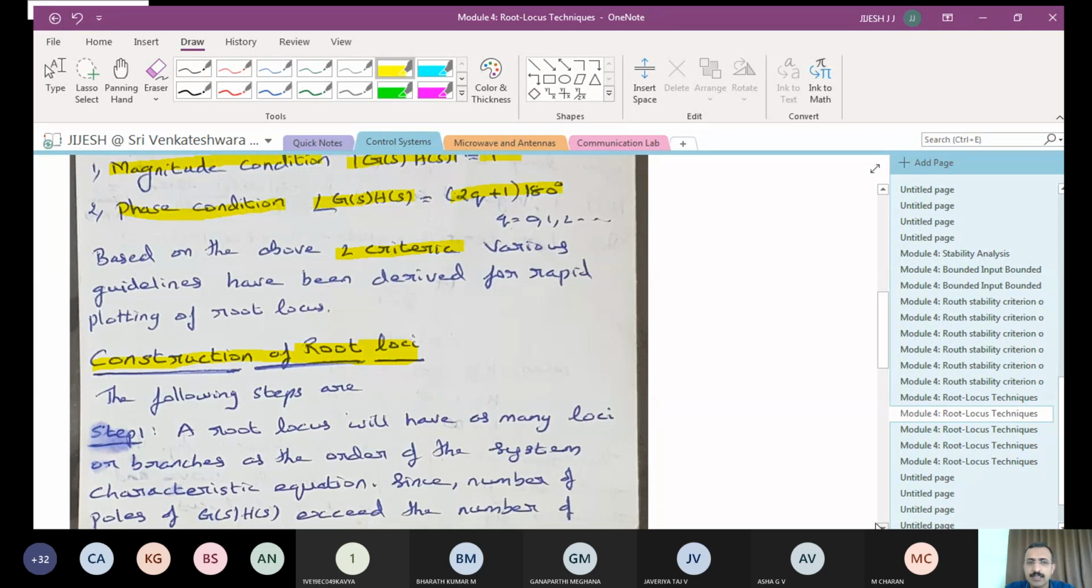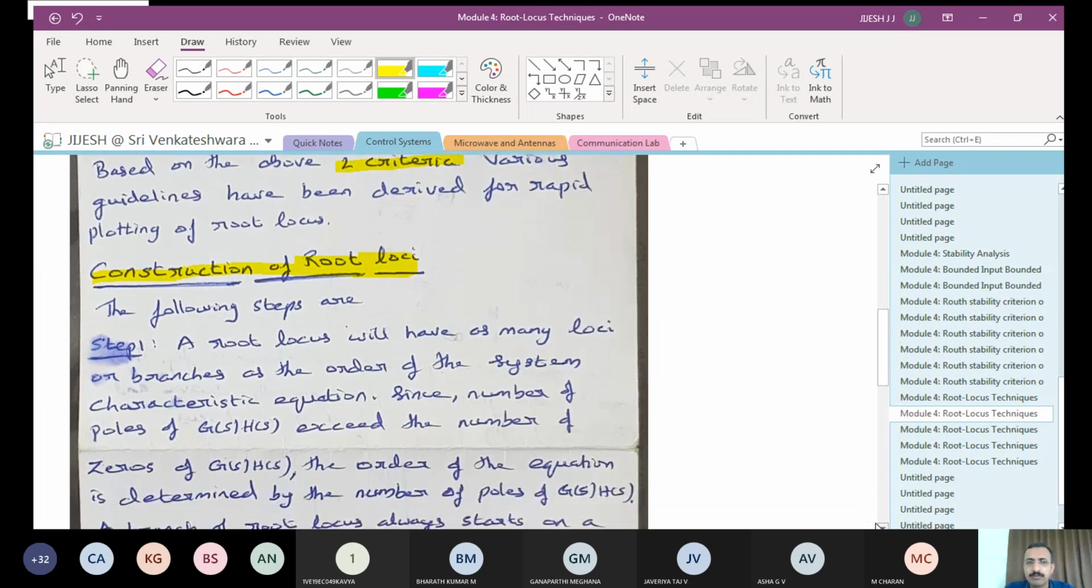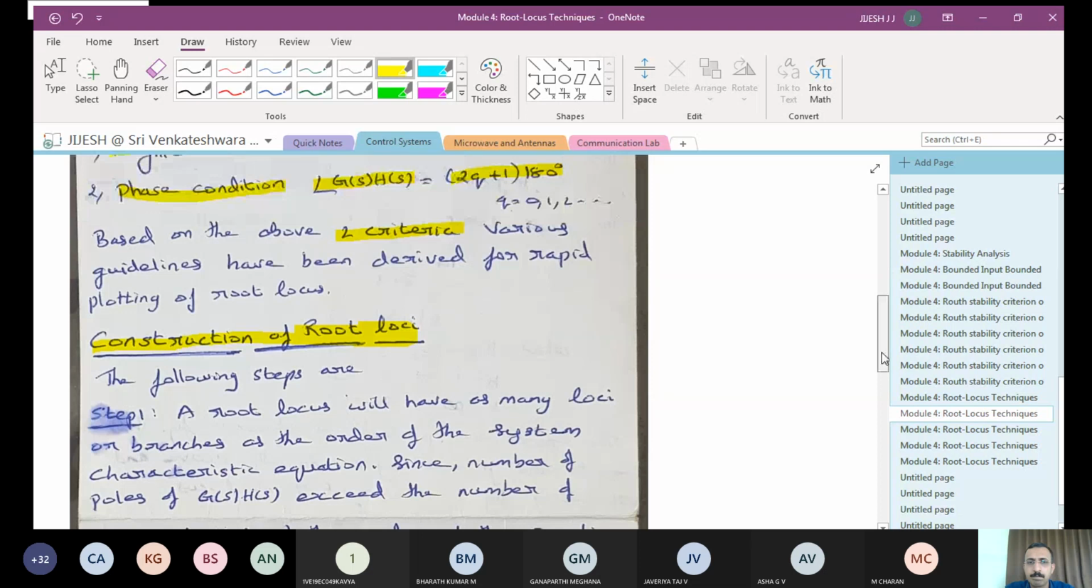So let us see, the construction of root locus, all of you have completed. All of you have completed this. Are you still writing or is it over? We are still writing, sir. Okay, fine.